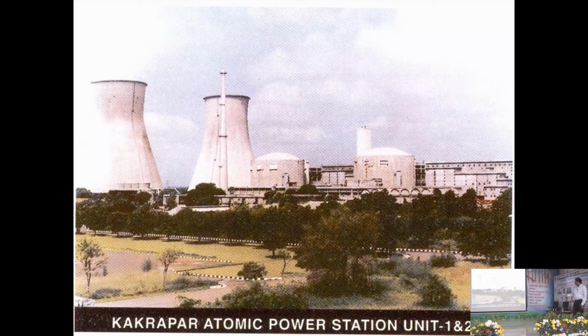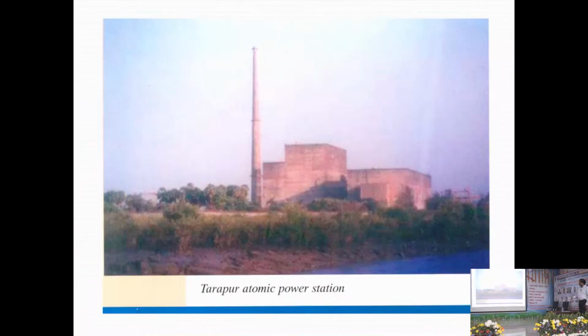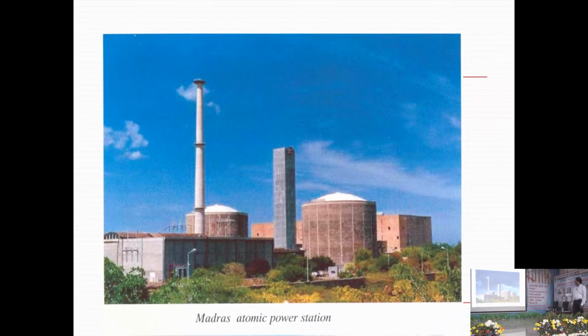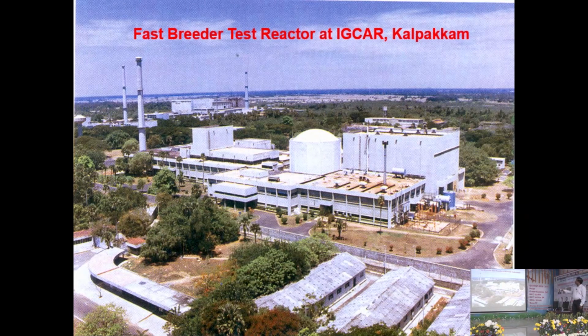Some photographs: the Kakrapar atomic power station in Gujarat, Kaiga in Karnataka, Tarapur atomic power station, Rawatbhata in Rajasthan near Kota, Madras atomic power station in Tamil Nadu, and Narora. This is the fast breeder test reactor at IGCAR, Kalpakkam.